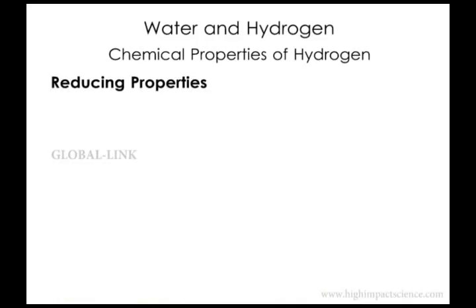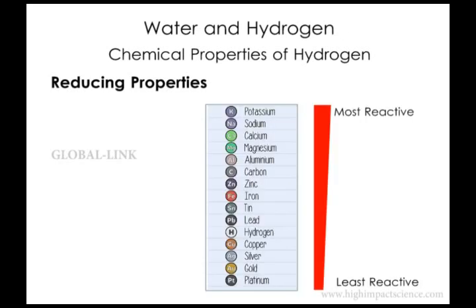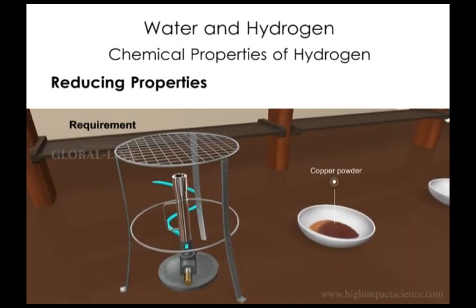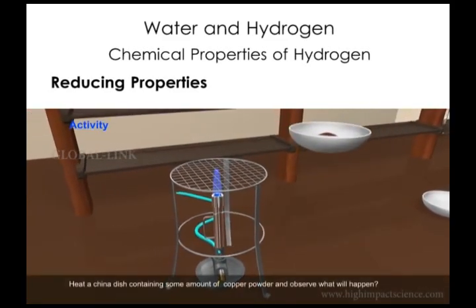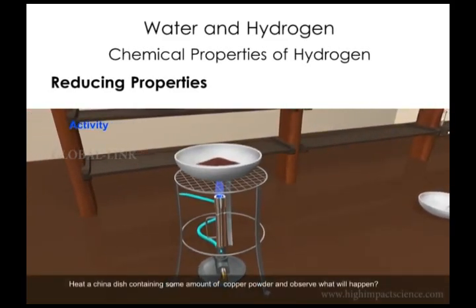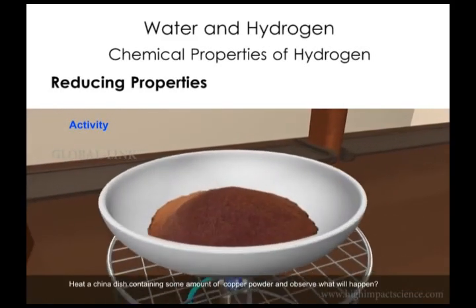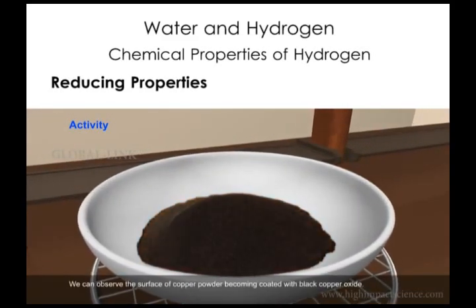Reducing properties of hydrogen. Now, we said that a more reactive element will displace a less reactive one from the latter's compound. Hydrogen is no exception. It will displace metals below it in the reactivity series from their compounds, for example, copper. For instance, consider this brown copper solid in a china dish. We heat the china dish with copper. The copper powder turns from reddish brown to black.